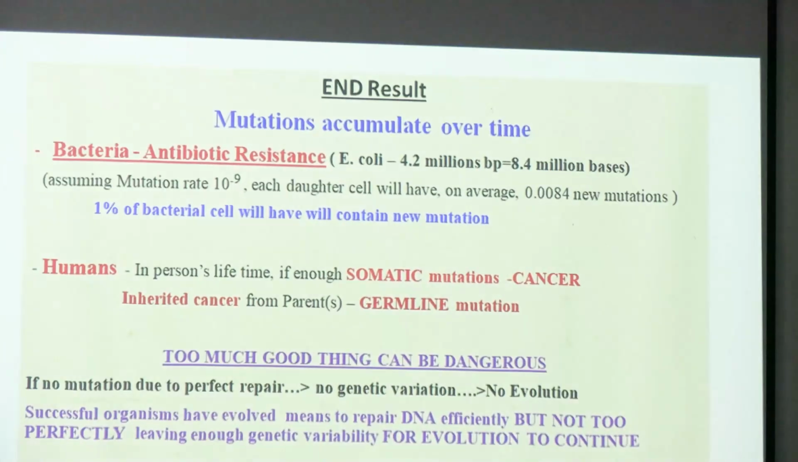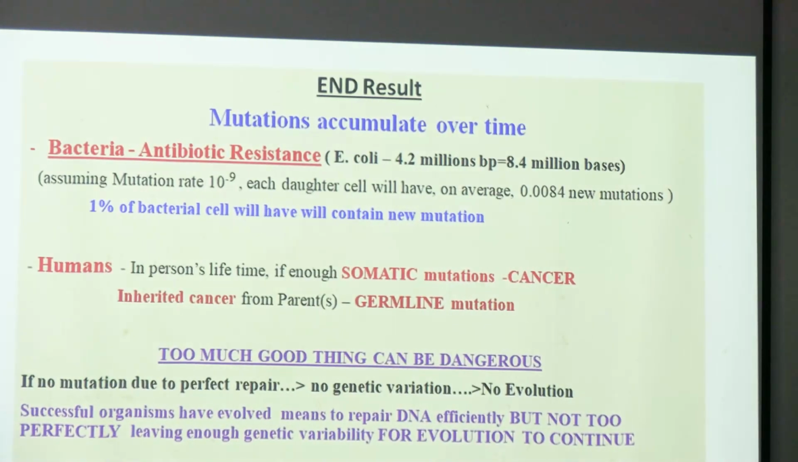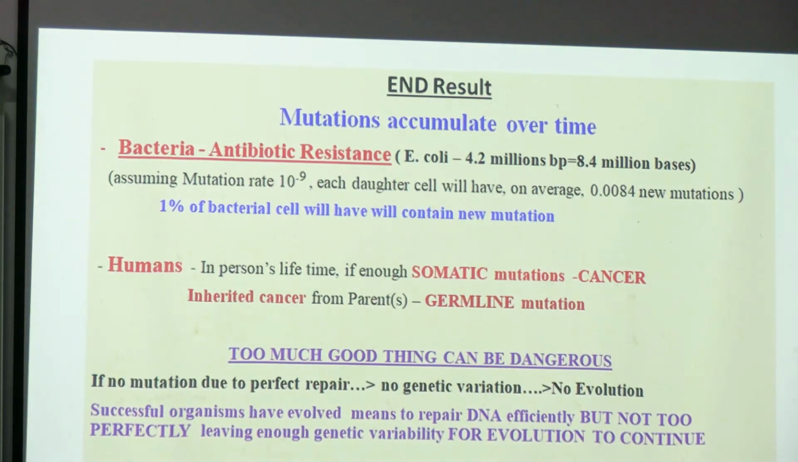This is inherited cancer from parents. Sometimes we get diseases from parents, and that is because of germline disease or mutation. So too much of anything, even good things, is very, very bad.